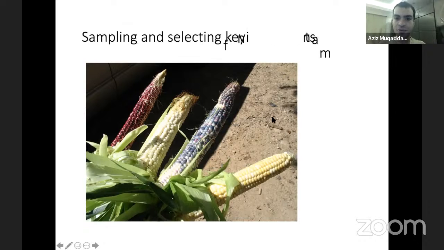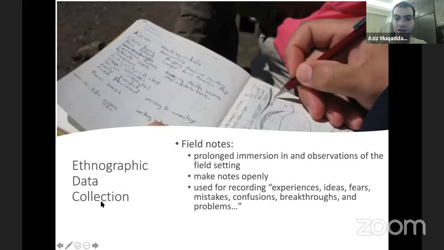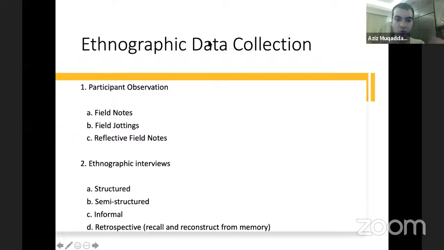So now we're going to switch to data collection. We have two ways for data collection in ethnographic research. So one is direct observation.